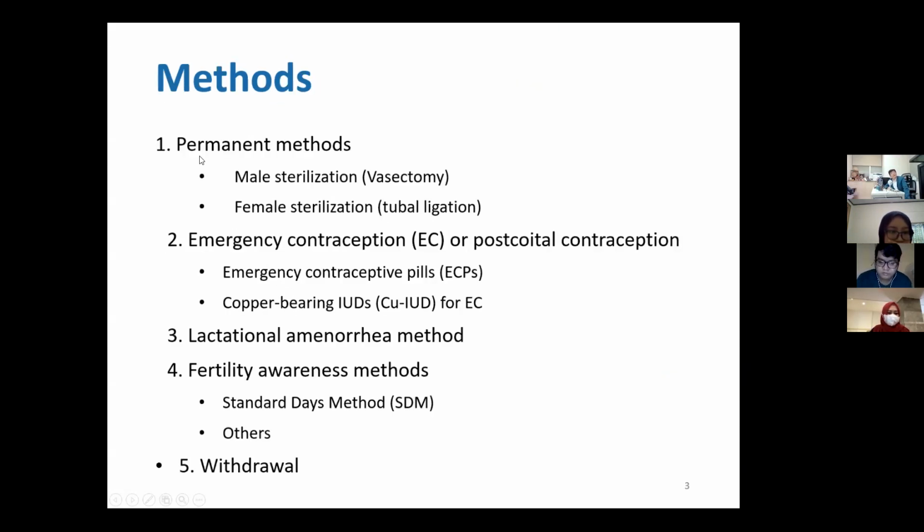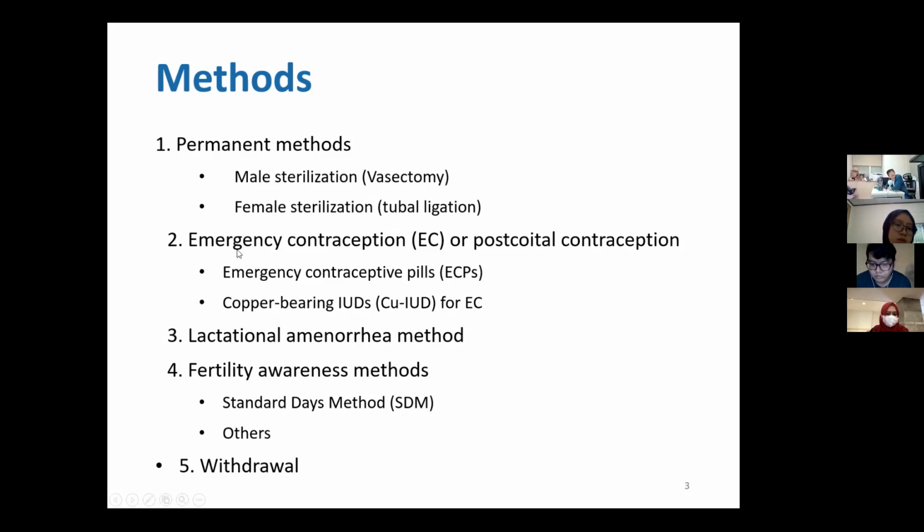There are some methods. The permanent method for the male is vasectomy; you can ligate or remove the vas deferens. The female method is tubal ligation. Once you have a baby, you can request your doctor to do the tubal ligation.